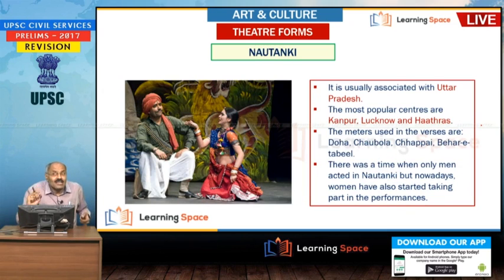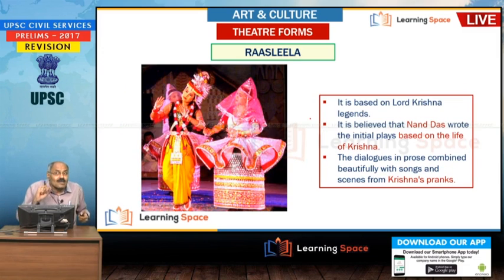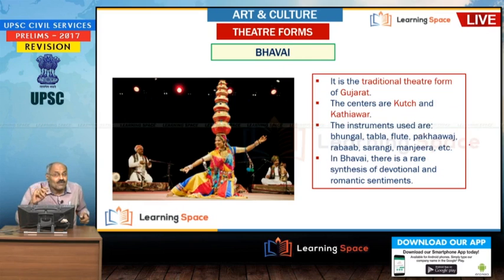Then Nautanki. Nautanki is associated with Uttar Pradesh. Most popular centers are Kanpur, Lucknow and Hathras. And please look into this picture. This Nautanki, please don't forget, Uttar Pradesh. Ras Leela. These are based on Lord Krishna legends, and it is believed that Nandadas wrote the initial plays based on the life of Krishna.